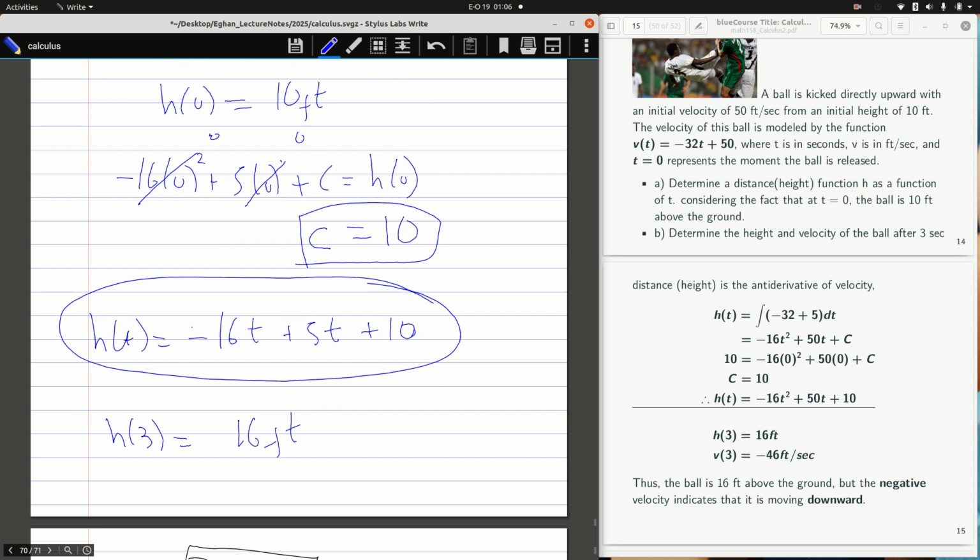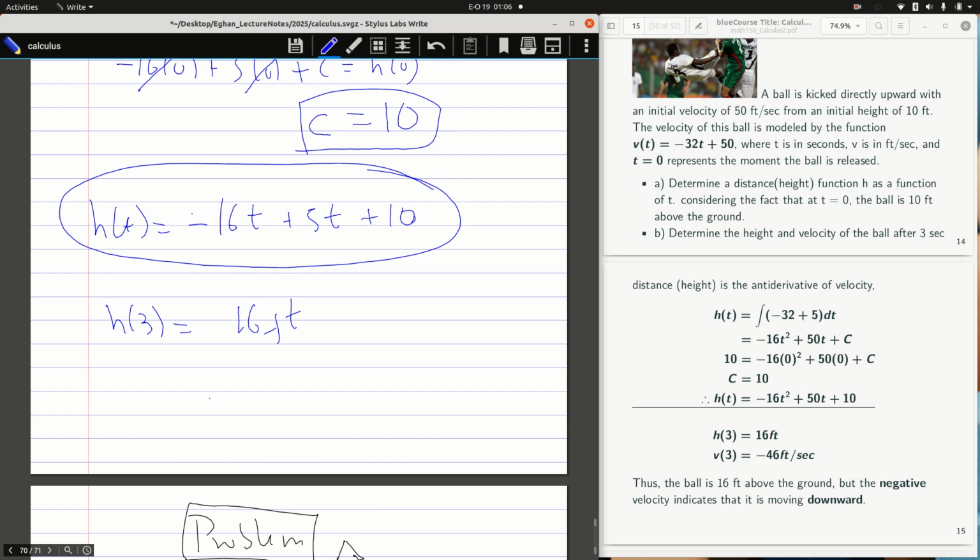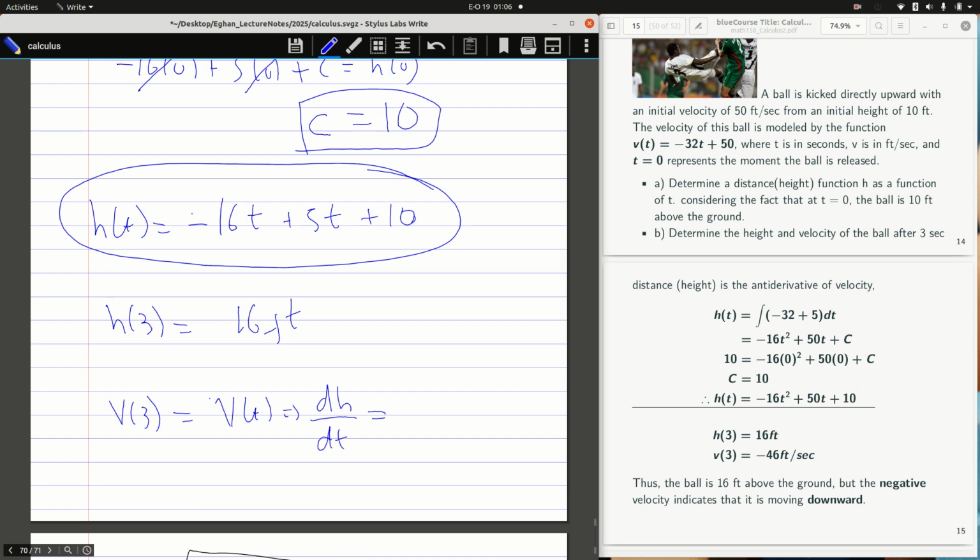But that is not all. We also want to find the velocity after 3 seconds. Now velocity was the h prime of t. So what do we do? You differentiate this function here, and that's going to give me negative.